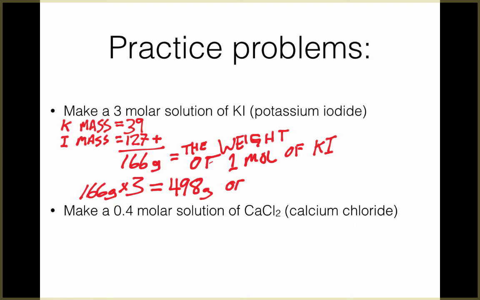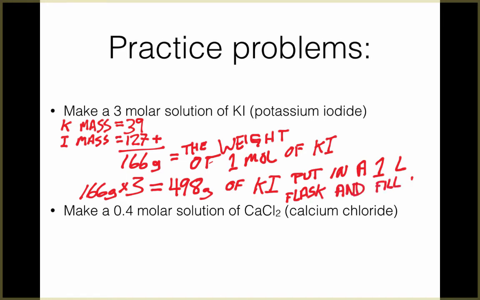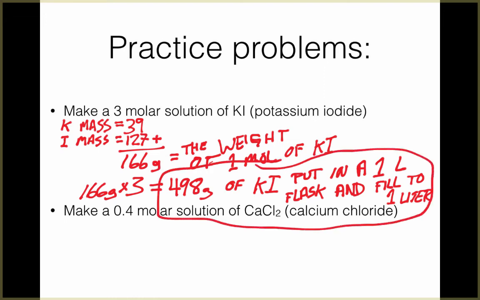Take 498 grams of potassium iodide. Put in a 1-liter flask and fill to 1 liter. So that's how I made it. I took 498 grams of potassium iodide. I filled it to 1 liter. That gave me my 3 molar solution of potassium iodide.